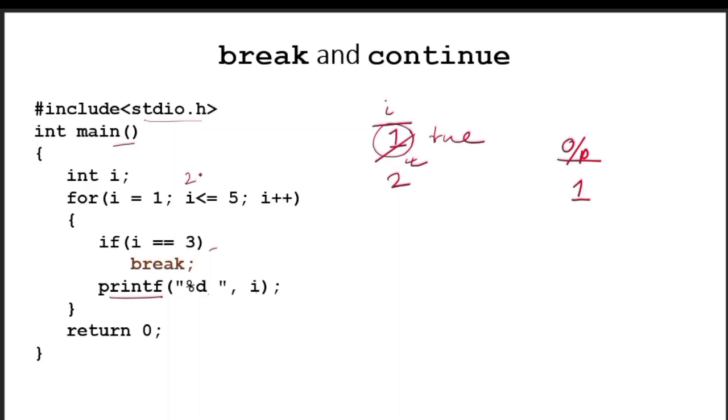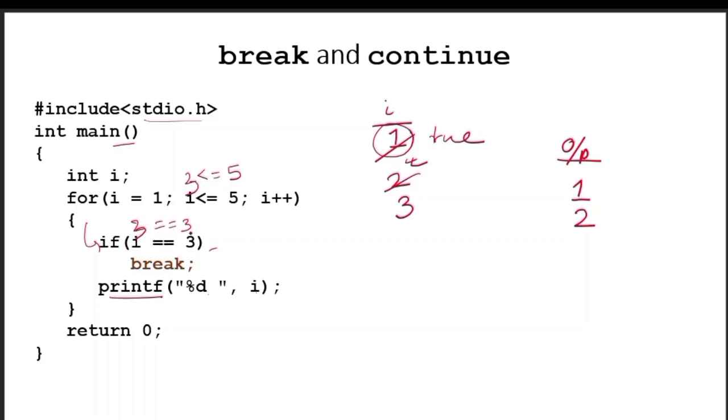Now again we check the condition: 2 less than or equal to 5. The condition is true. If it is true, we execute this statement: if i is equal to 3. Is 2 equal to 3? This is also false. So now we come out and see printf %d, i, and we print the value of i. Now what happens? i++, the i value is incremented to 3. Now we check, is 3 less than or equal to 5? Yes, the condition is true, then we enter the body of the loop. In the body we have if i is equal to 3.